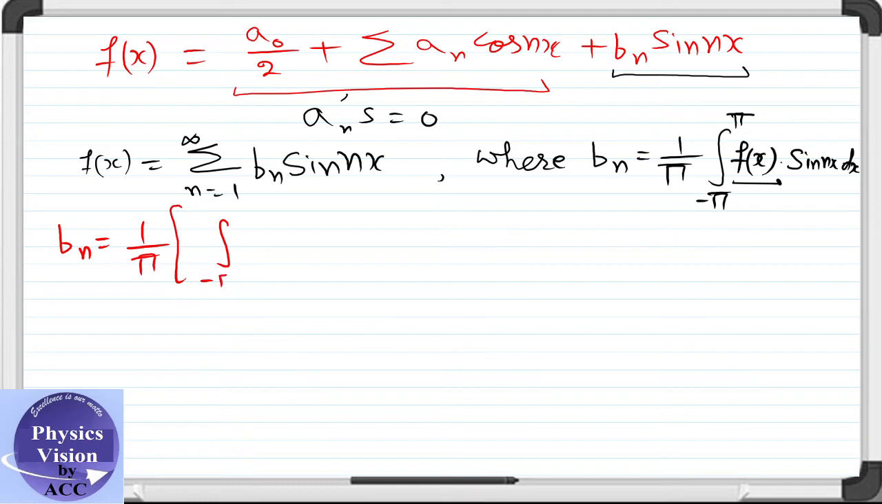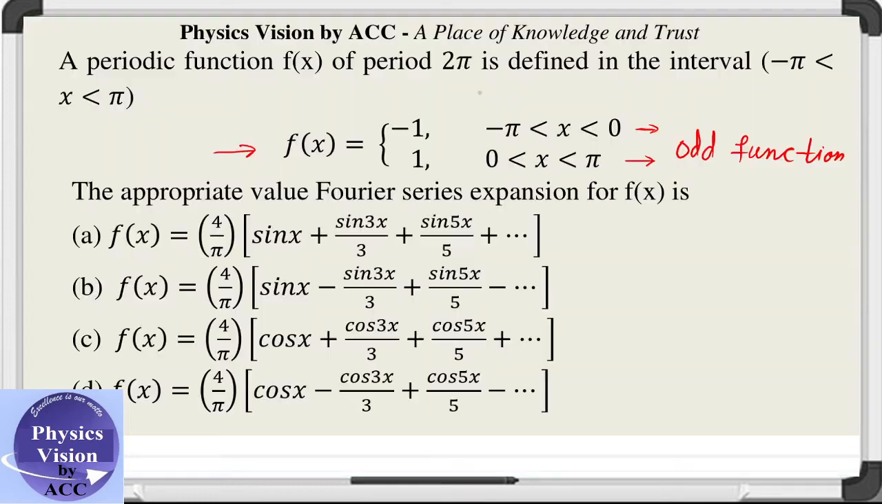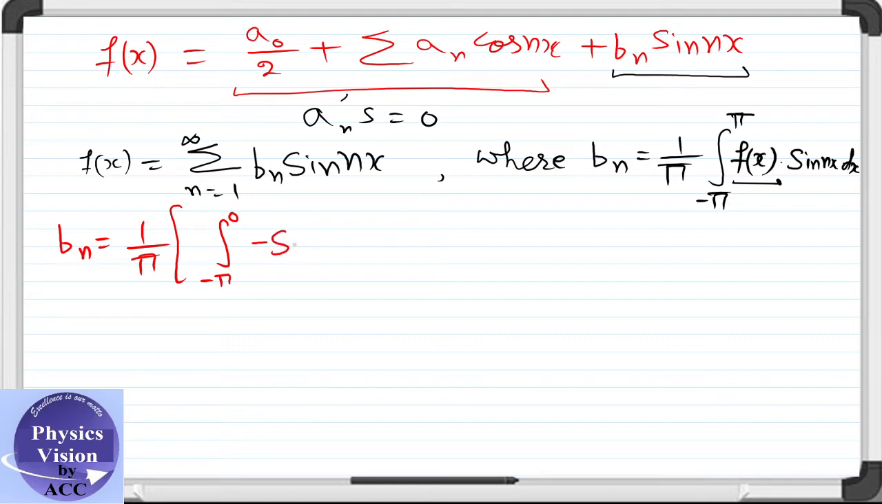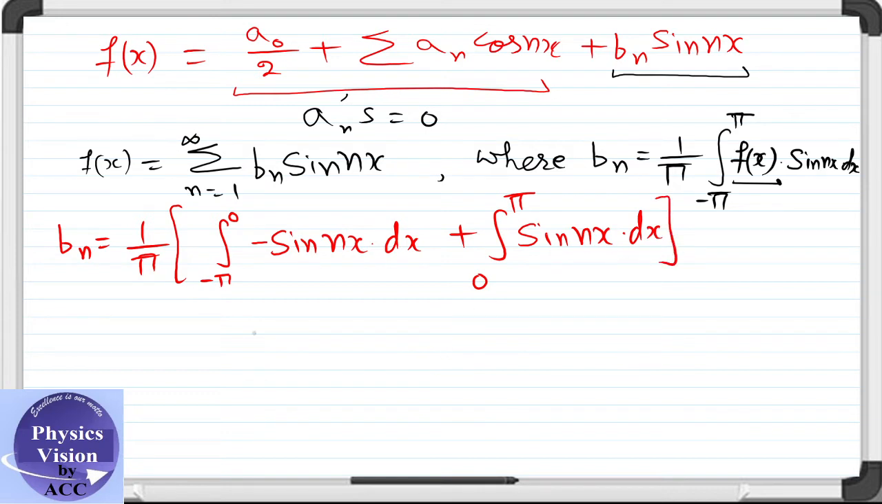The first part is from minus pi to 0. In this region, the value of the function is minus 1, so we put minus 1 and this becomes minus of sin nx dx. In the next region, the limits are from 0 to pi and the function value is 1, so we have the integral of sin nx only. Substituting, this becomes 1 by pi. The integral of sin nx is minus cos nx, and there was one negative sign already there, so it becomes positive, and cos nx divided by n is the integral.